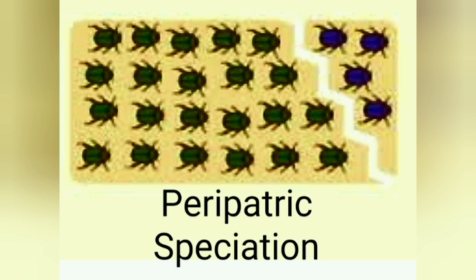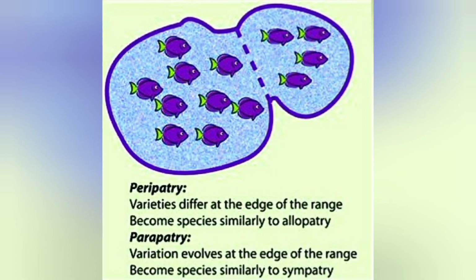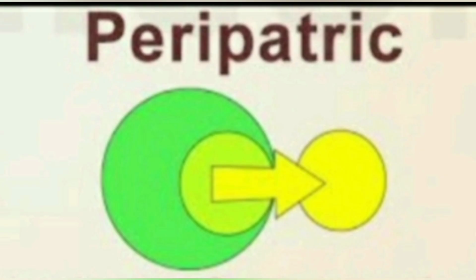When we studied allopatric speciation, the two groups thus formed were pretty large, but here one group is much smaller than the other. This is similar to the founder effect. Peripatric speciation is an example of the founder effect, and both the groups are reproductively isolated. In Peripatry, varieties differ at the edge of the range. The species are similar, but they are isolated.